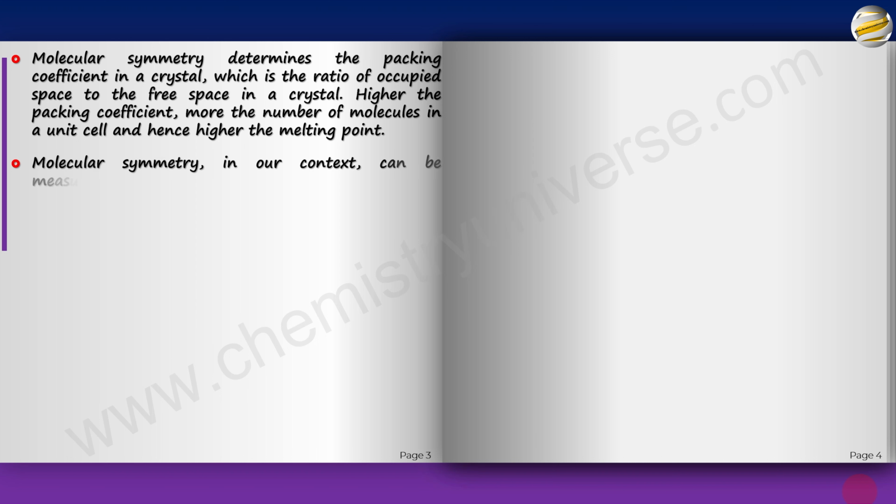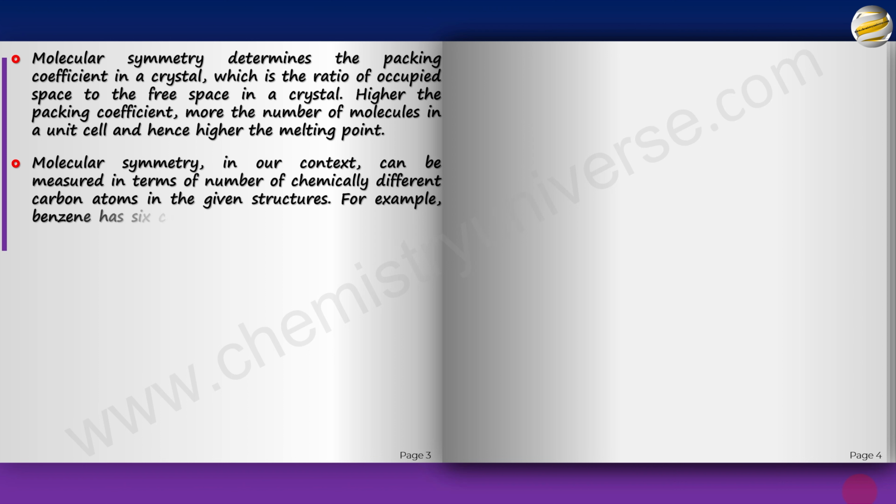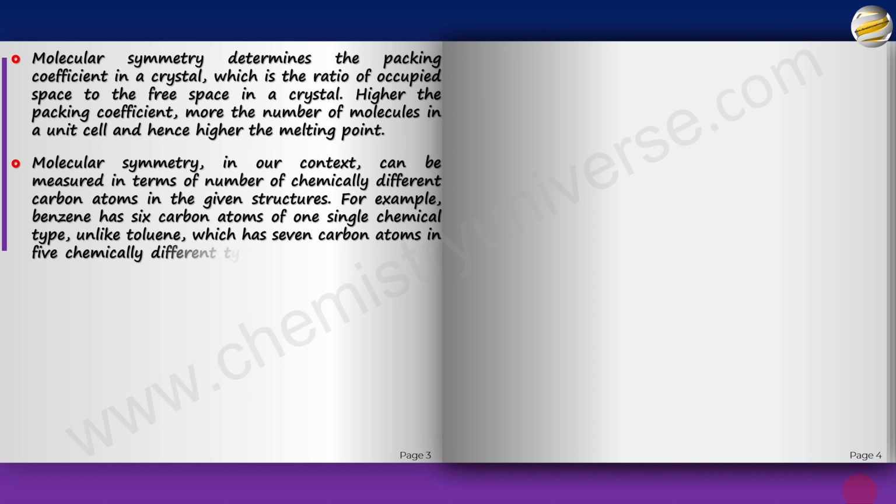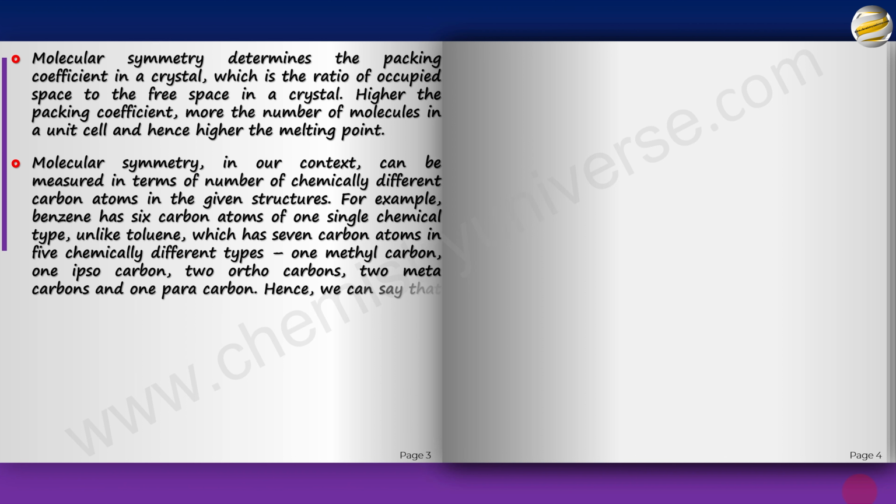Molecular symmetry in our context can be measured in terms of number of chemically different carbon atoms in the given structures. For example, benzene has 6 carbon atoms, that is even, of one single chemical type. That's the best part. Unlike toluene, which has 7 carbon atoms in 5 chemically different types: 1 methyl, 1 ipso, 2 ortho, 2 meta, and 1 para. Hence, we can say that benzene is more symmetric than toluene. So, when it comes to melting point, boiling point of toluene could be higher because of higher molecular mass.